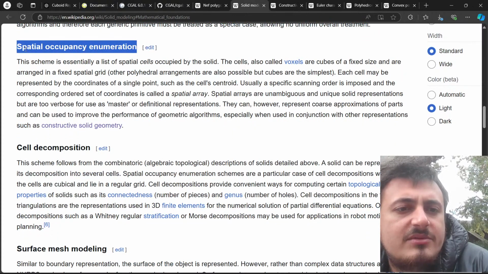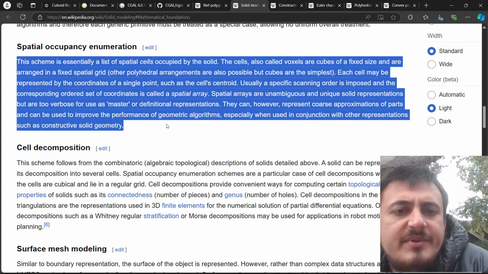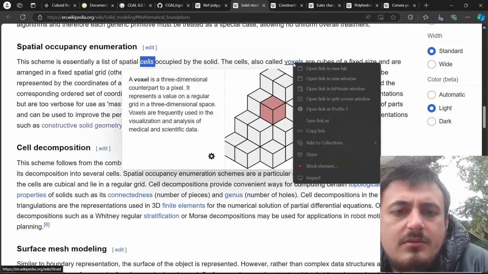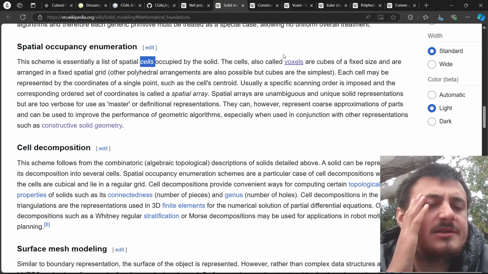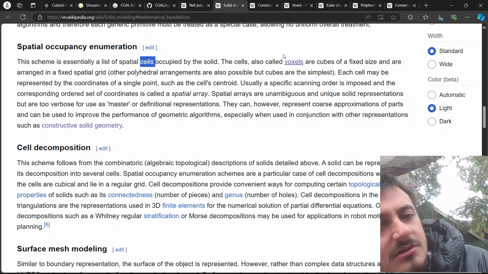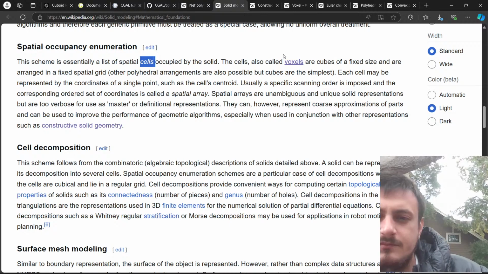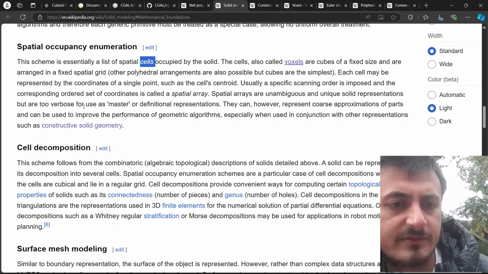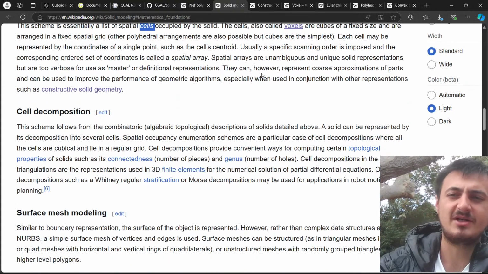All right, spatial occupancy enumeration. A list of spatial cells. This is presumably the CW. Cubes of a fixed size arranged in a fixed spatial grid. They're too verbose for use as master definitional representations. They can, however, represent coarse approximations of parts.